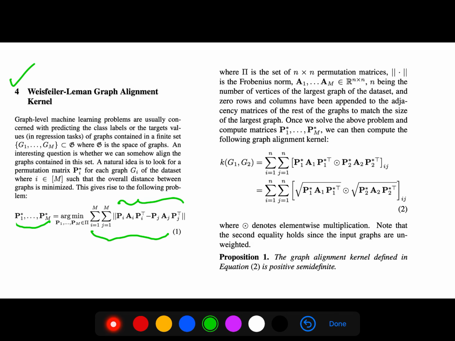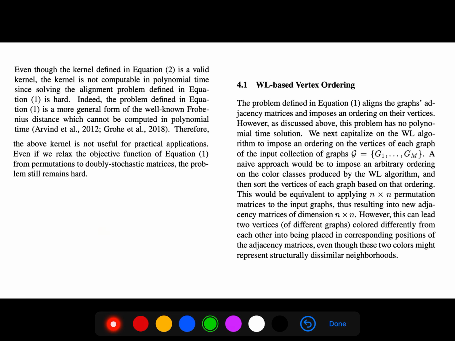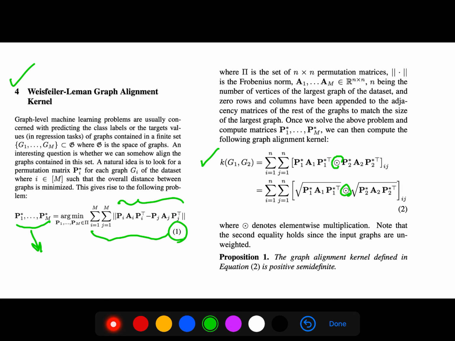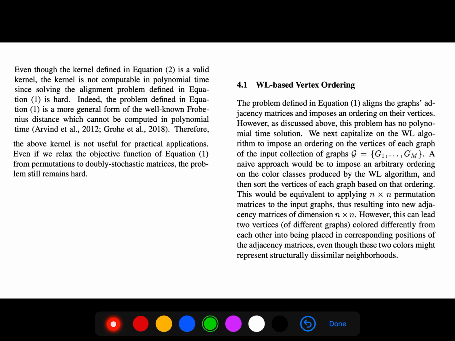Once we solve the above problem and compute these matrices, which we call P_1 to P_M, we can compute the following graph alignment kernel. And this is element-wise multiplication. The graph alignment kernel is positive semi-definite, and the problem defined here aligns the graph adjacency matrices and imposes an ordering on their vertices.